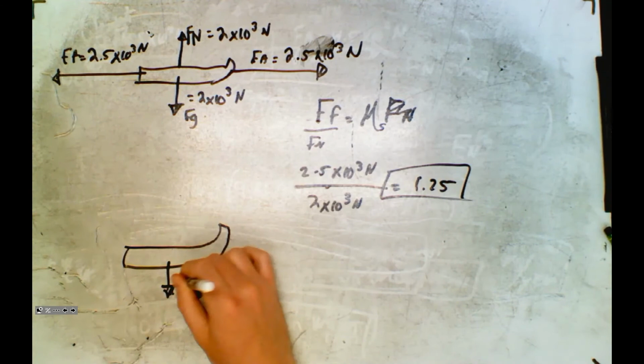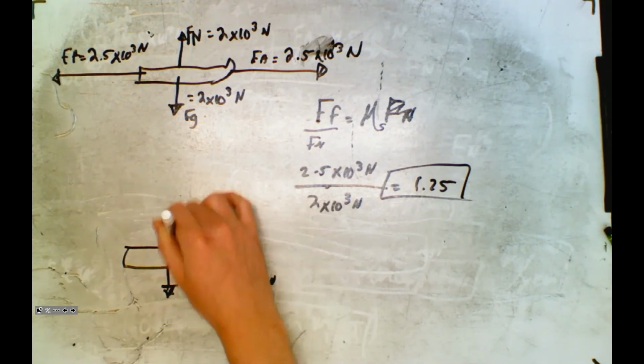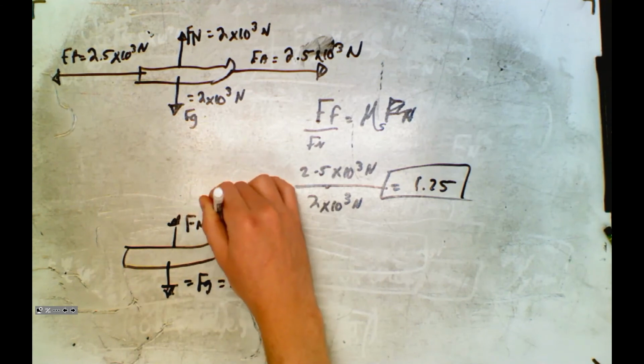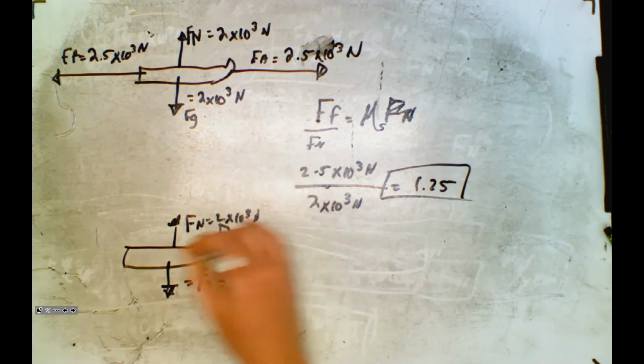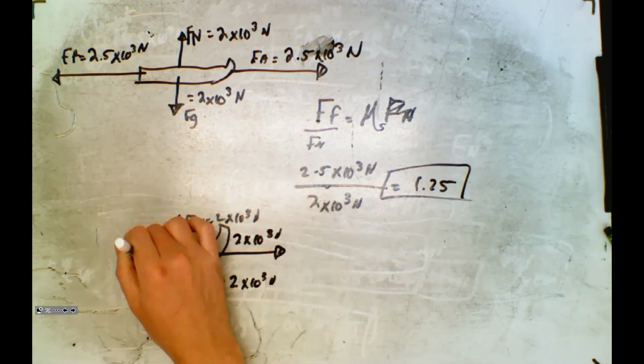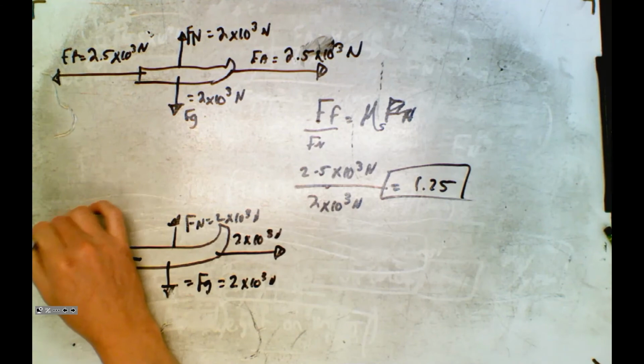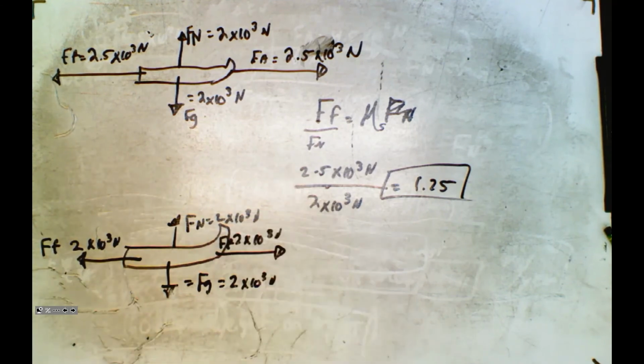So it's the same sled, so it's going to have the same weight. So Fg is 2 times 10 to the 3 newtons. Force normal is 2 times 10 to the 3 newtons. My force applied is less, it's 2 times 10 to the 3 newtons. And it's moving at a constant speed, so it's 2 times 10 to the 3 newtons for my force of friction. Force applied, everything's the same.